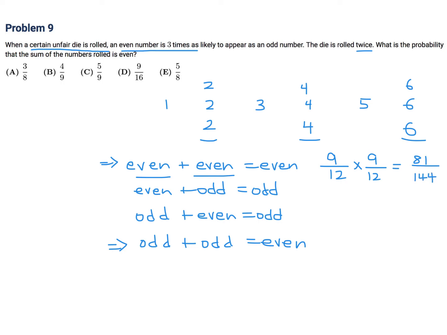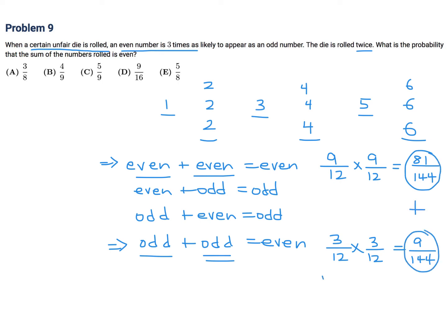Okay. And then this scenario, odd and odd, we have 1, 2, 3, a 3 out of 12 chance of getting an odd number. And then for the second one, another 3 out of 12, and you multiply them. So that's 9 out of 144. So for the total probability, you have to add this plus that. So that looks like 90 out of 144. That's the probability. That's the answer. And then, of course, you've got to lower this to lowest terms. And when you do, it becomes 5 over 8. 5 over 8 is choice E.